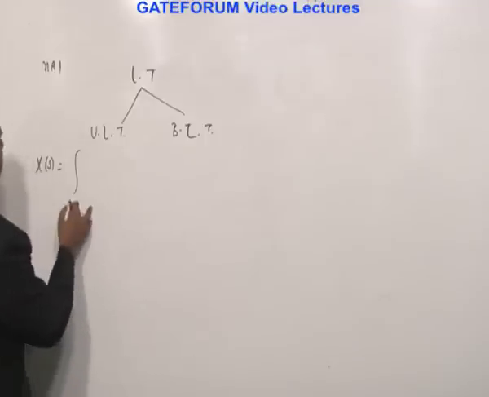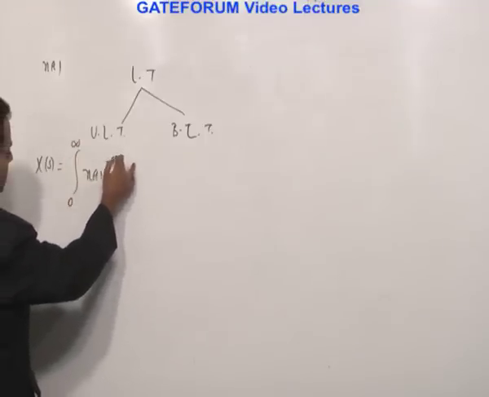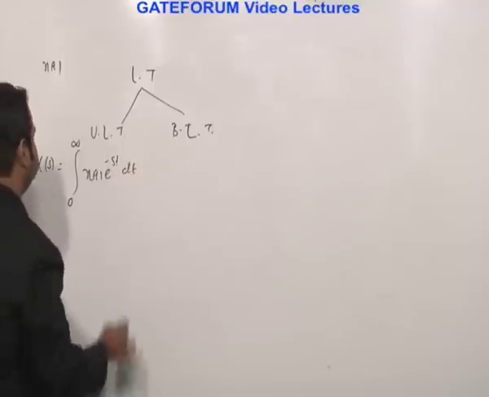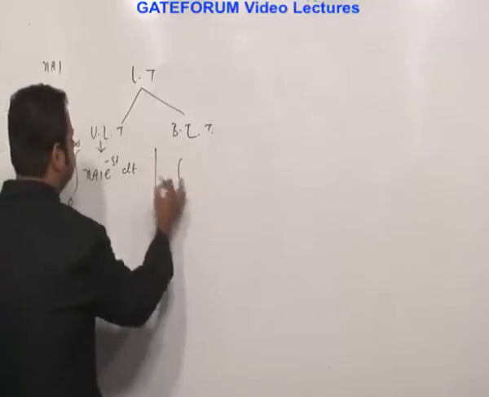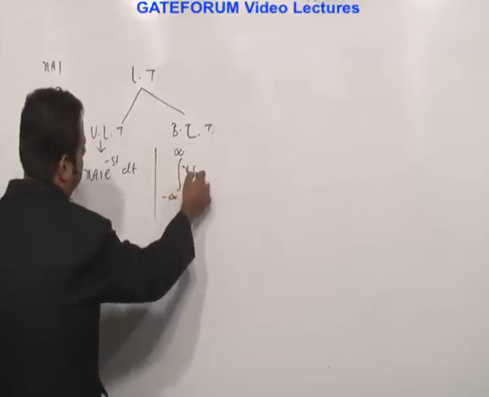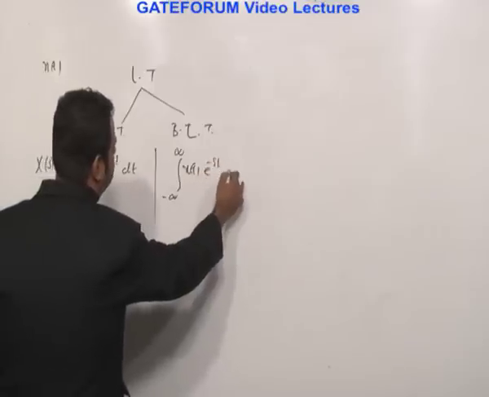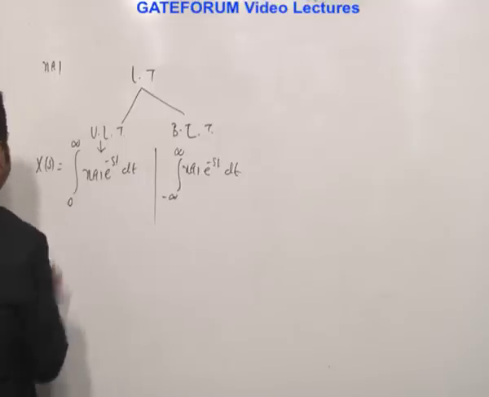While evaluating x of s, if I use the integral from 0 to infinity of x of t into e power minus st dt, this is known as unilateral Laplace transforms. The only change is if I make the integral not from 0 to infinity, but from minus infinity to infinity, that becomes bilateral Laplace transforms.